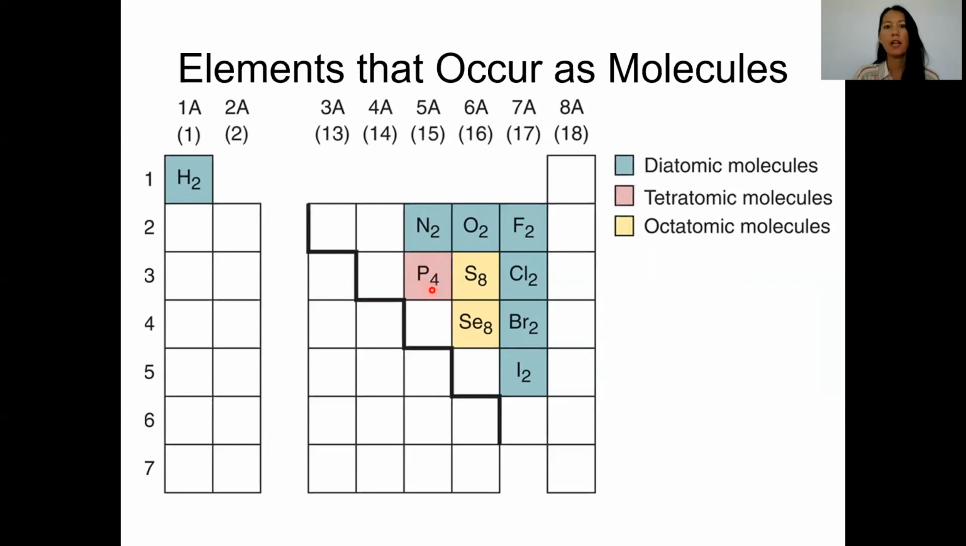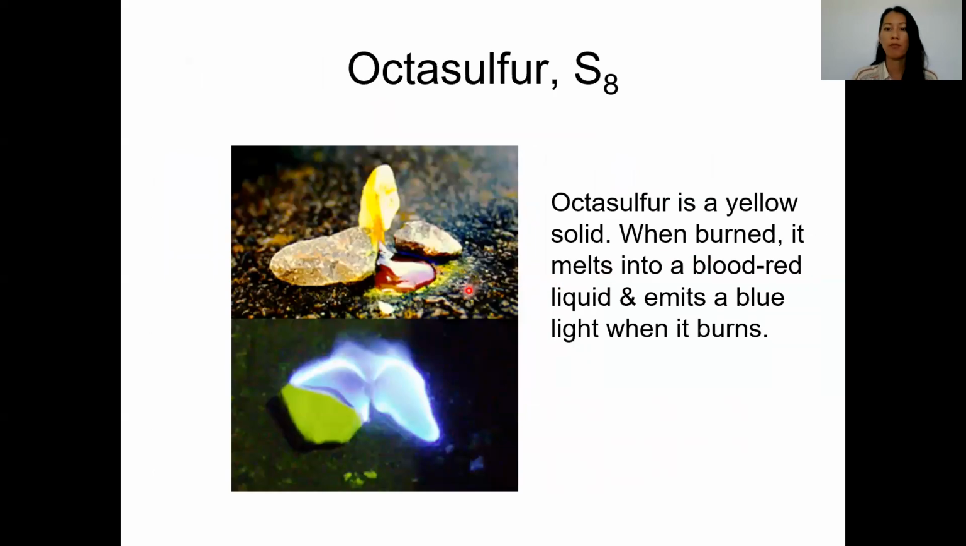Phosphorus, if you take phosphorus from nature, it's not just a P by itself. It's not P2, it's P4. It's tetratomic, and 4 phosphorus are bound together. Sulfur and selenium are actually octatomic molecules. I just want to show a quick photo of octasulfur. It's gorgeous. It's a yellow solid, but when it's burned, it melts into a blood red liquid and emits a blue light when it burns.